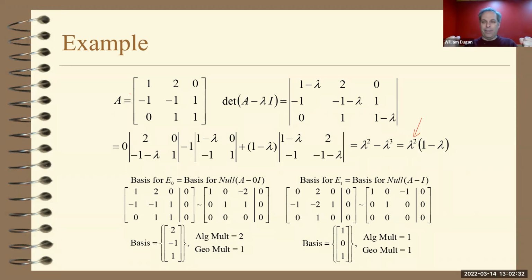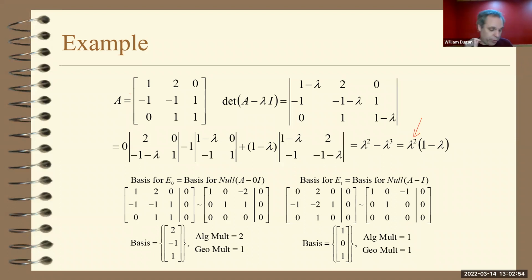I then rip it apart to get a linear combination of free variables times vectors. There's only one vector in this thing. And that's the vector 1, 0, 1. That's the basis of the corresponding null space of A minus I, which is the basis for the eigenspace E sub 1. Now, because there's only one vector in this basis, the geometric multiplicity is 1.